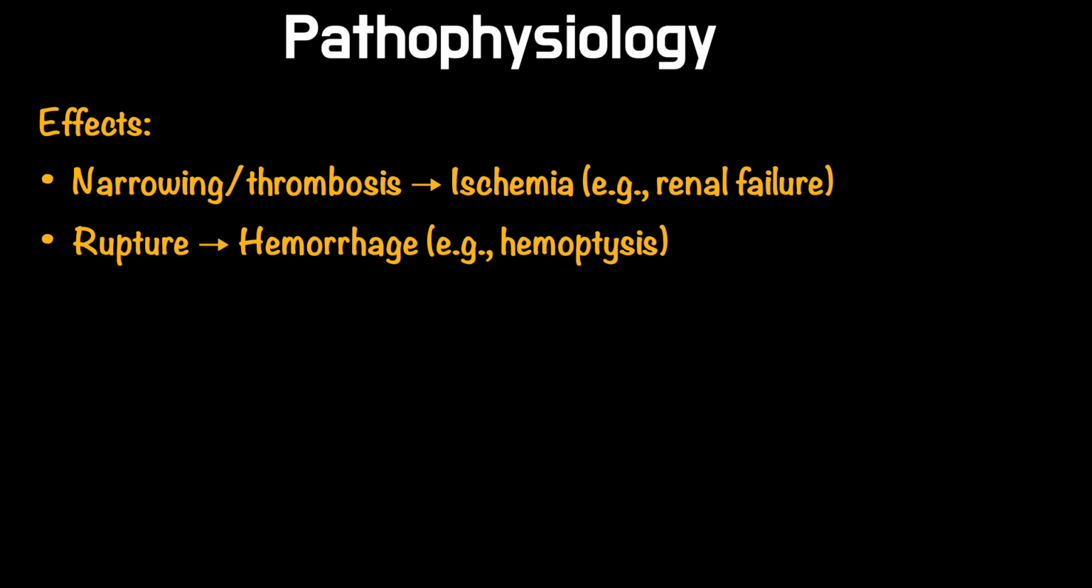If it is an ischemic region in the kidney, it will lead to renal failure, and it can also lead to rupture, right? Rupture will lead to hemorrhage, for example in hemoptysis. So these are the effects.